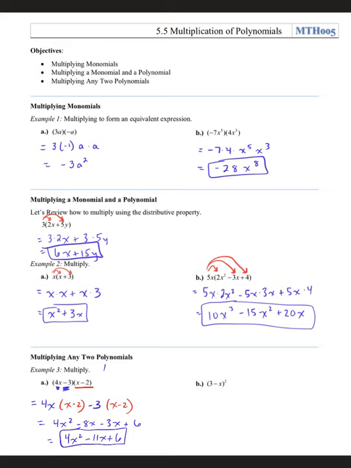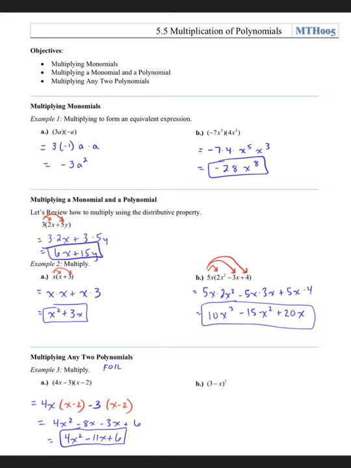Now when I said FOIL, this works whenever you have two binomials. FOIL means the first two terms. So you multiply 4x by the x, which is where we get the 4x squared. The outside two terms, so I'm going to erase this so you can see, would be the 4x and then negative 2, which gives me a negative 8x. The I stands for the inside two, which is the negative 3x. The last represents the last two, negative 3, negative 2, which is that positive 6.